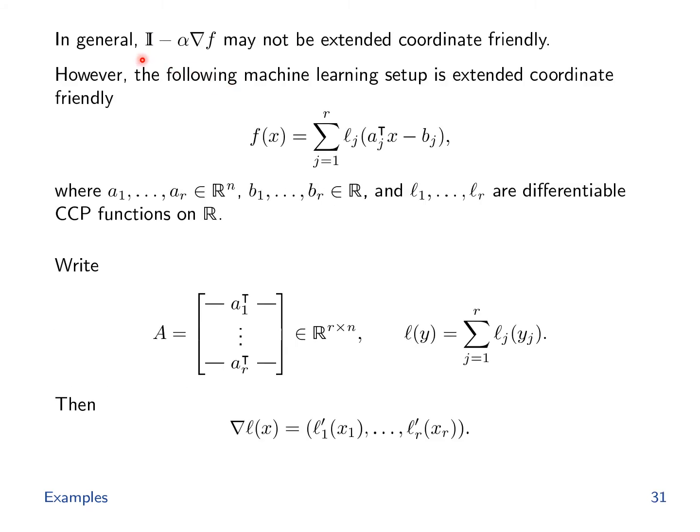In general, the gradient descent operator may not be extended coordinate friendly. However, it is in many machine learning training setups. Consider a linear model a_j transpose x minus b_j. We collect r samples, and ideally, for every j, a_j transpose x should be close to b_j. So we measure the difference using a set of differentiable functions, and we stack all the a_j's and introduce this total loss function, which is the separable sum of individual loss functions.